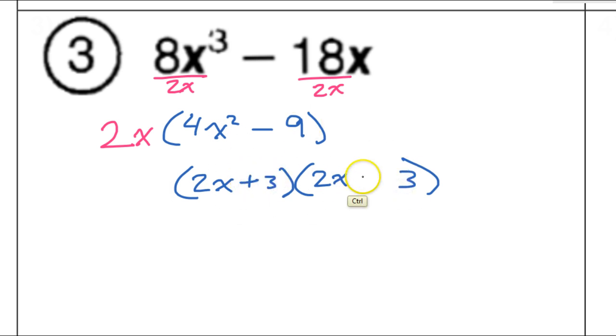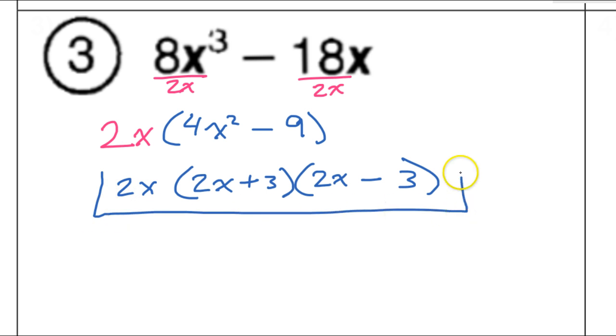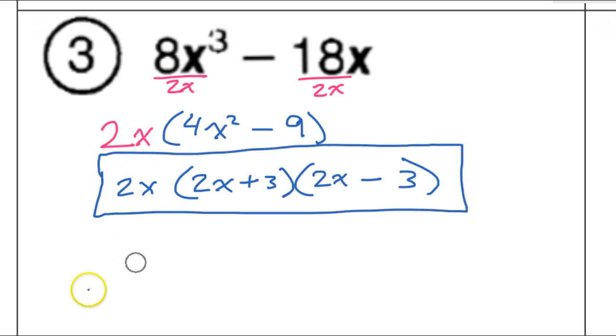And for the difference of squares, we always have 1 plus and 1 minus. And I'm going to bring down the 2x GCF. And this is just simply the final answer. All right, we'll save the box method for trinomials.